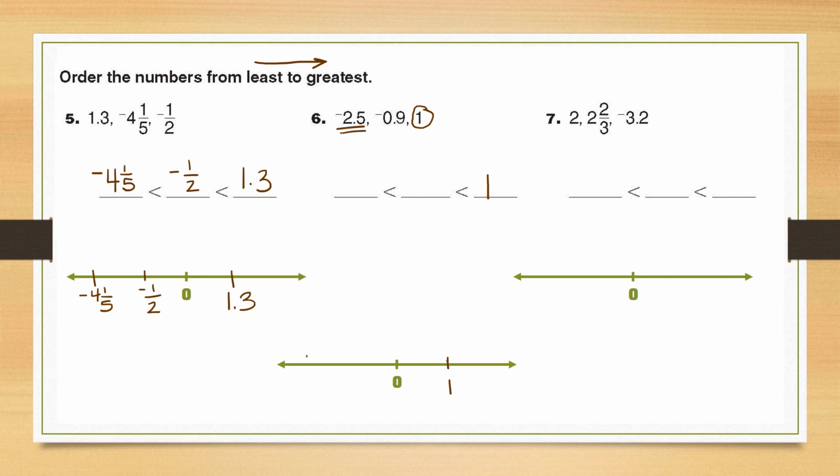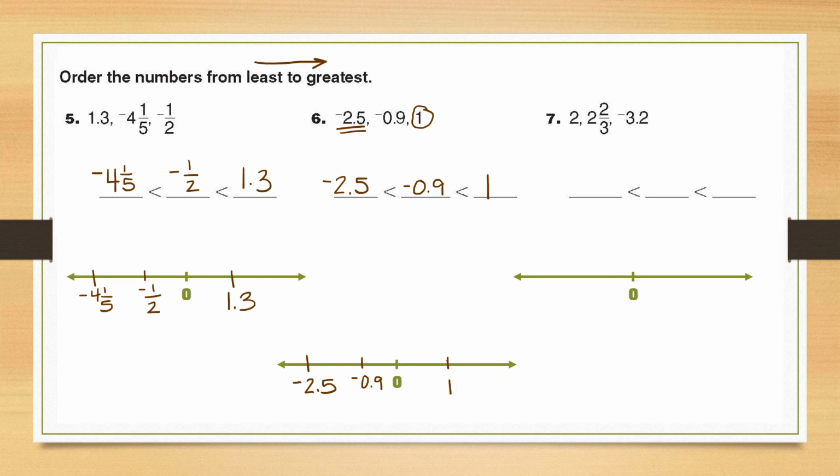-2.5 falls the furthest away from 0 on our number line. -9/10 is in between 0 and -2.5. So -2.5 is the least, followed by -9/10, and 1 is our greatest number.